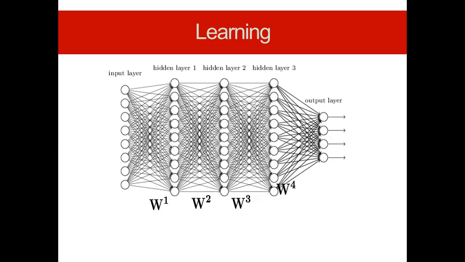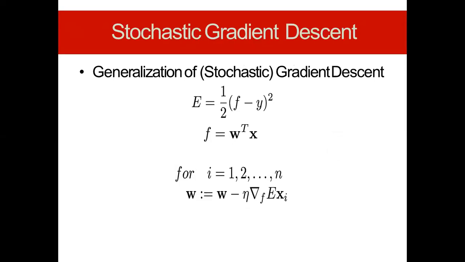In the learning process, we want to learn those weights associated with the transformations at each layer. They are the weight parameters we want to learn. So how can we learn those parameters? We can use so-called gradient descent techniques.